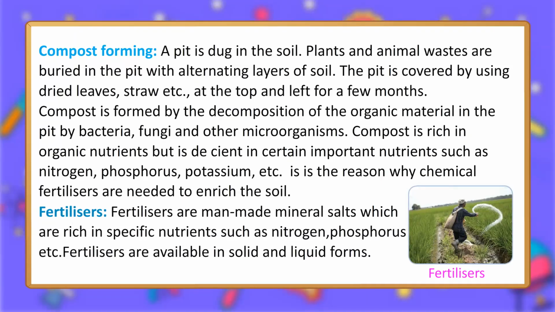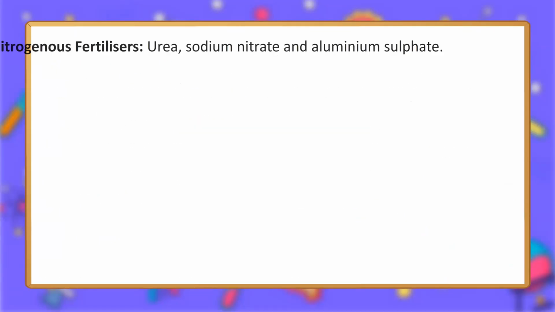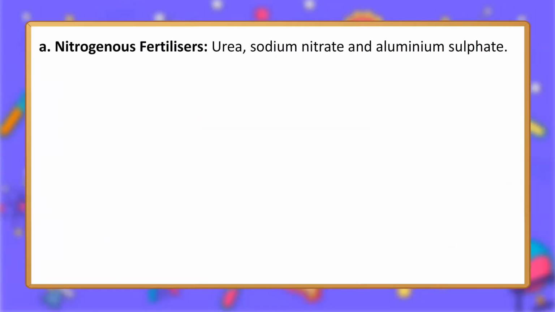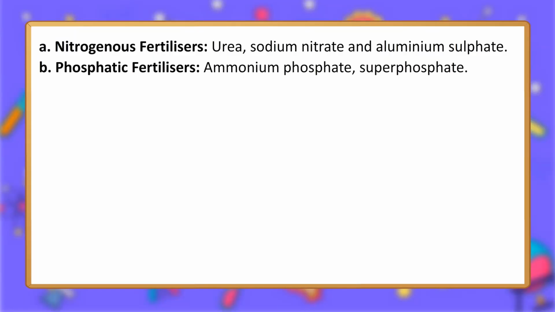Fertilizers. Fertilizers are man-made mineral salts which are rich in specific nutrients such as nitrogen, phosphorus, etc. Fertilizers are available in solid and liquid forms. Some examples of commonly used fertilizers are: A. Nitrogenous fertilizers, urea, sodium nitrate and aluminum sulfate. B. Phosphatic fertilizers, ammonium phosphate, superphosphate.